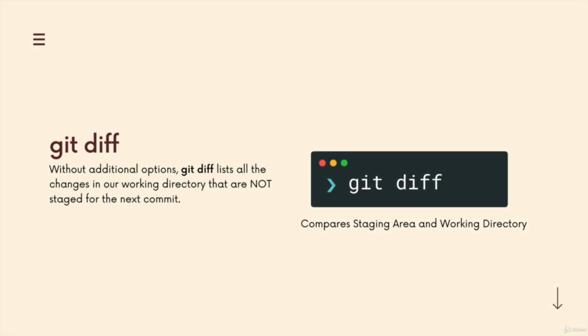So the first version I showed you, the only version, is just git diff with nothing else, and this will show us all the changes in our working directory that are not staged for the next commit. So it compares staging and the working directory. Also, staging is usually referred to as the index in the documentation. It's just confusing. Staging makes more sense. So a lot of people say that.